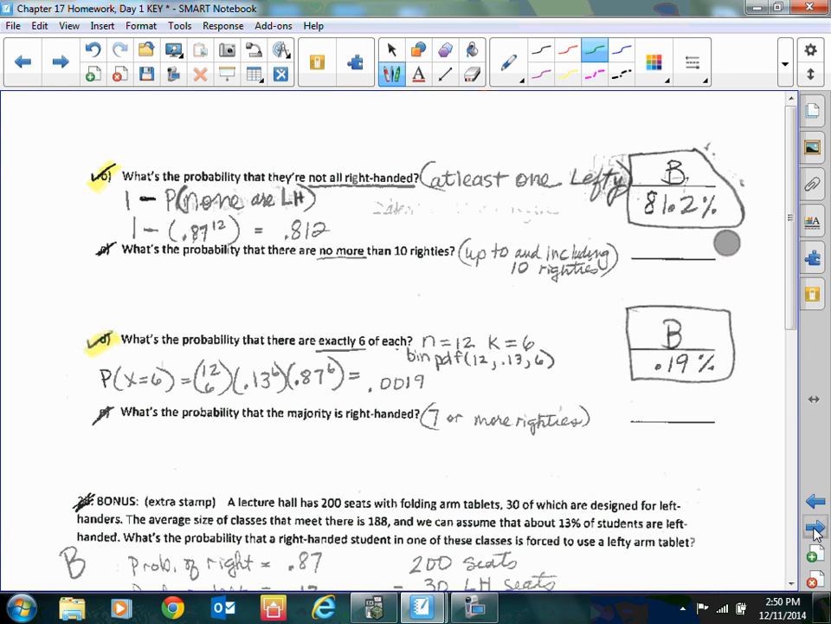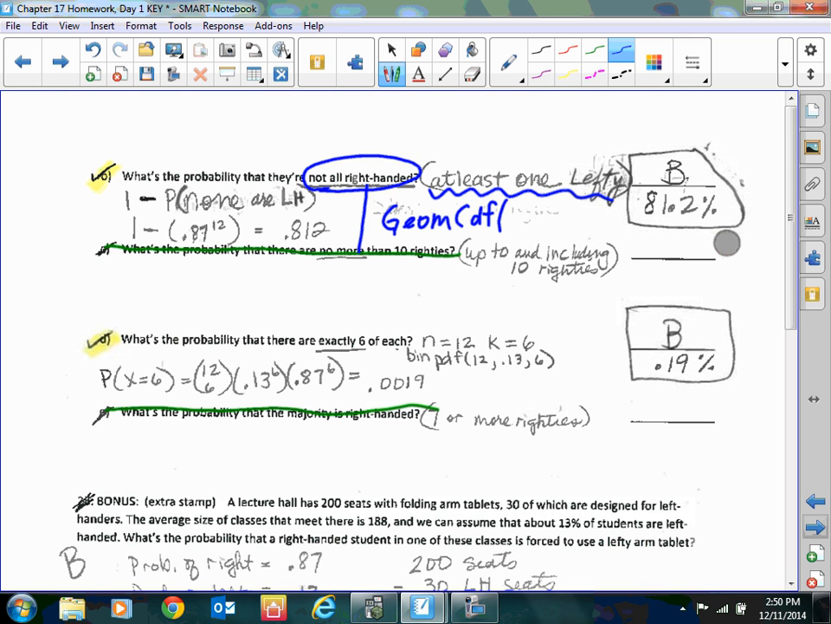Now, on the next one, there's only 2 more because this one here, B, is going to happen tomorrow, and so is D. So those two happen tomorrow. So real quickly, if you have that out of 12, they are not all right-handed, then that means at least one of them is lefty. And how do you do at least one? There's two ways you could do this. You could also do this one with the geometric CDF, 0.13, 12. Okay, there's two ways to do that one, and then I'll leave part D up there.